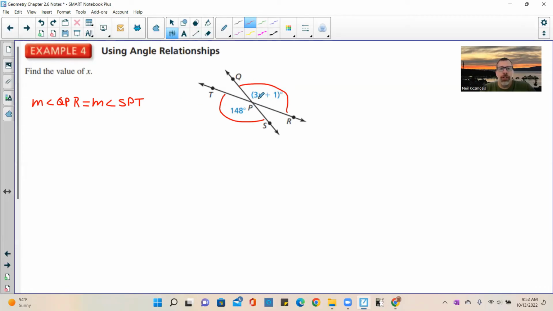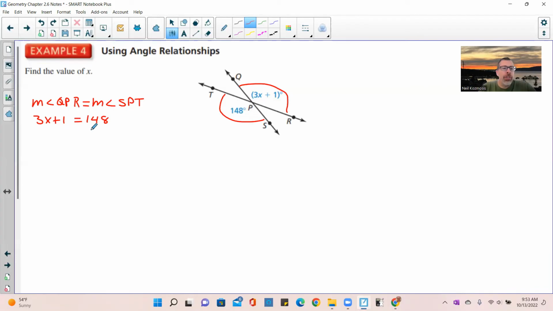So how do I do this? If these two are congruent, they're equal to each other. What is the measure of angle QPR? It is 3x plus 1. And what is the measure of angle SPT? 148 degrees. Once you do that, you have a simple algebraic equation. Geometry is just simply using postulates and theorems to set up algebraic equations to solve for unknowns. Once you use the geometric postulate or theorem, we derive an equation that is solved algebraically.